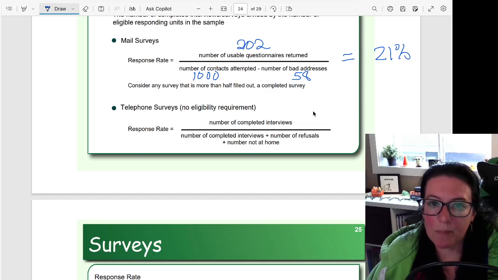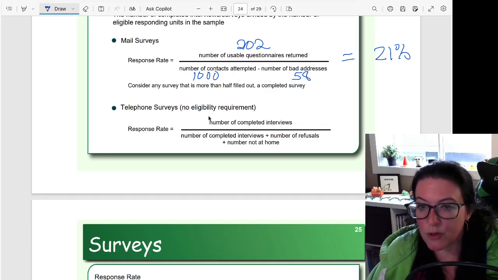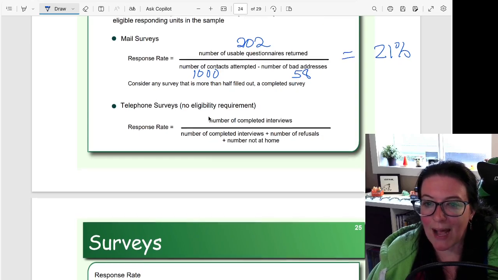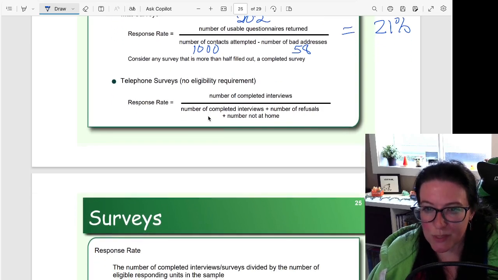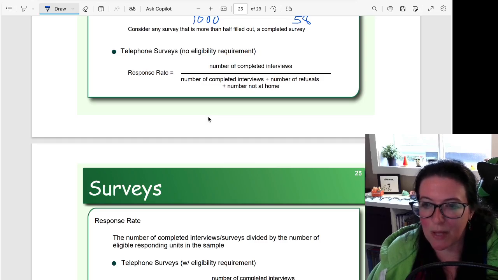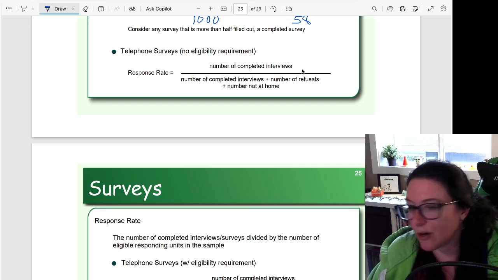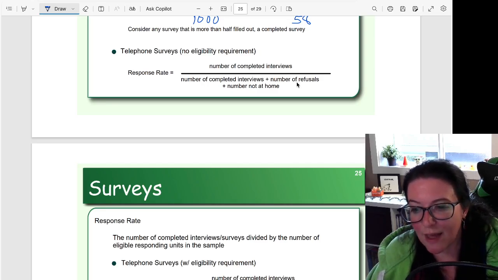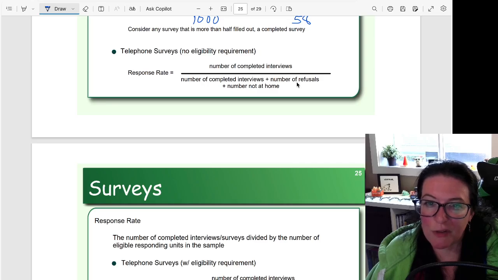When we look at, for example, telephone surveys where there are no eligibility requirements, so we don't have to screen to see if a certain person has the prerequisite knowledge to respond to the survey, it's just the people at home we get in contact with. Then we would take the number of completed interviews divided by those interviews plus the number of people who refused to complete our interview. So we talked to them, but they weren't willing to do the interview, plus the number that were not at home.